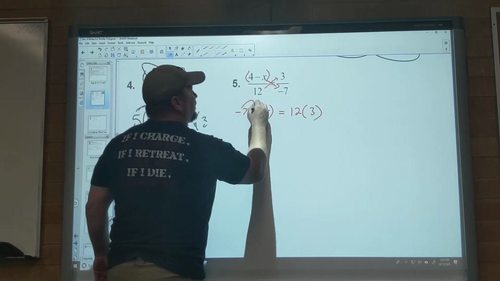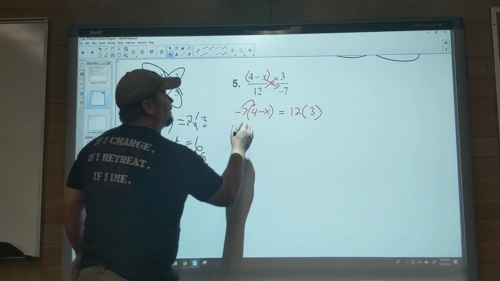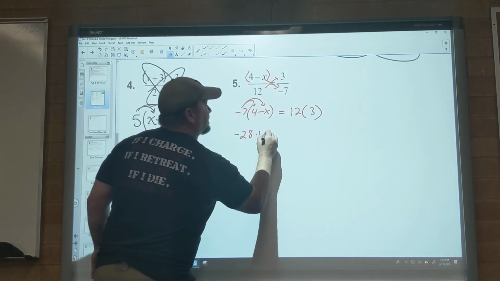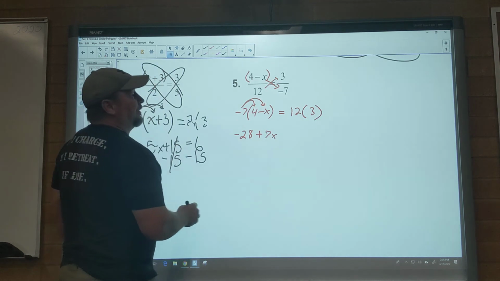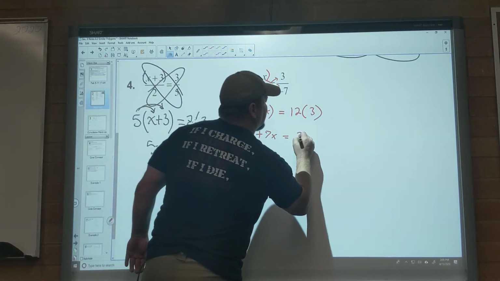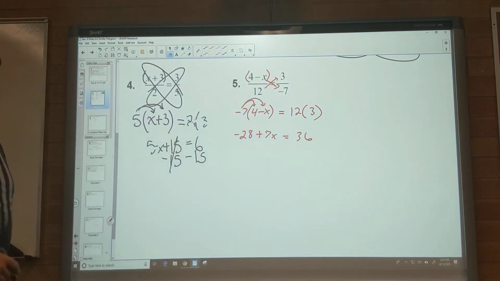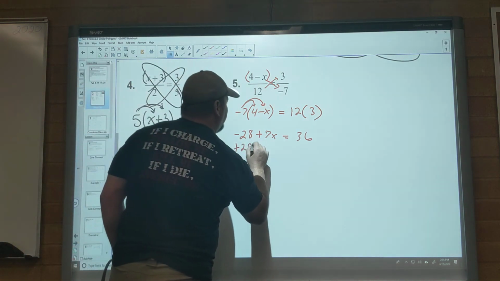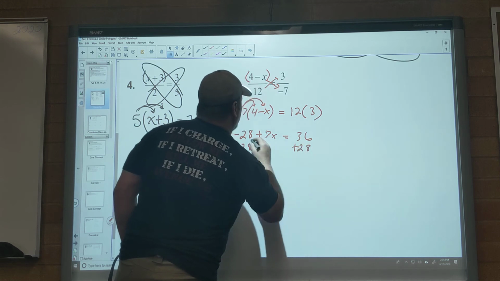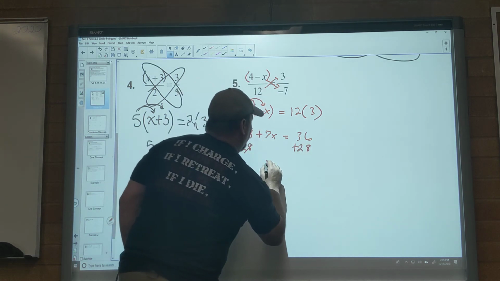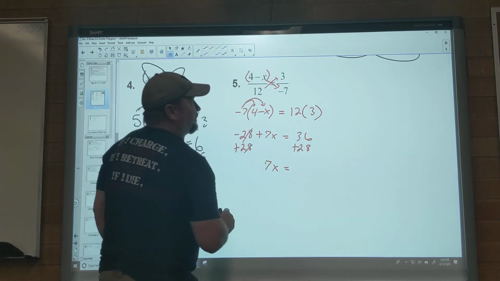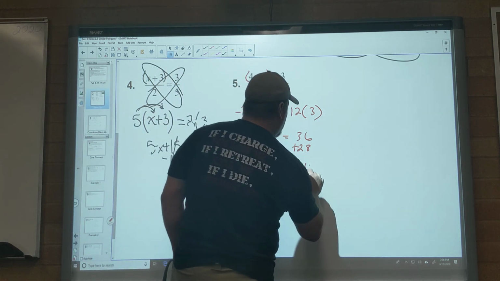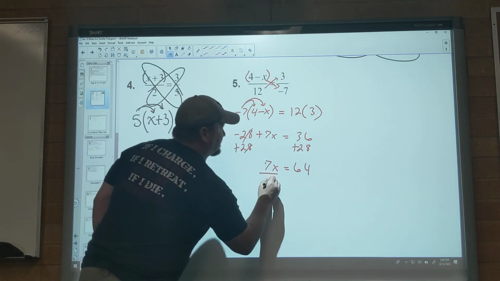All right, we will distribute a negative. Don't forget that it's a negative. So that'll be a -28. And then a negative times a negative is a positive 7x, don't forget that, equals 36. Okay, opposite rules because we've got one x. So we will add 28 to our 36, and we will get 64. Yep. And then we will divide by 7.